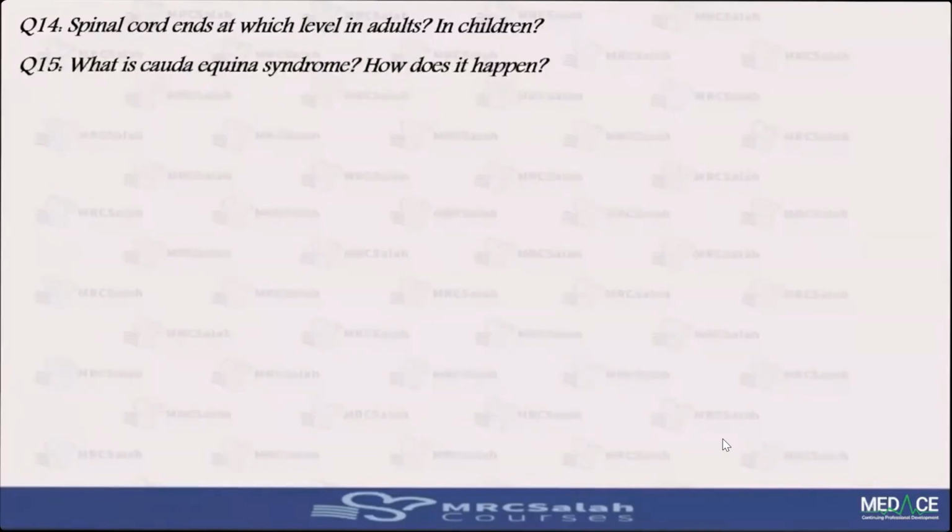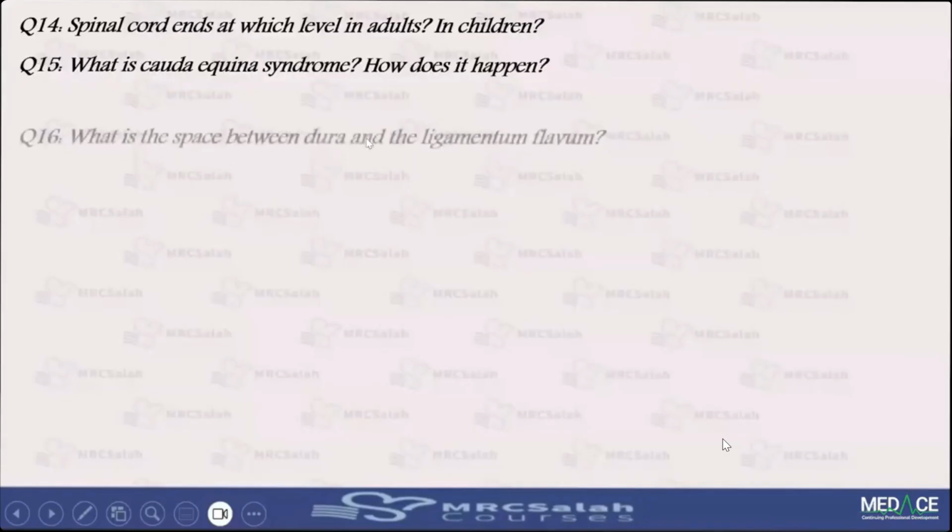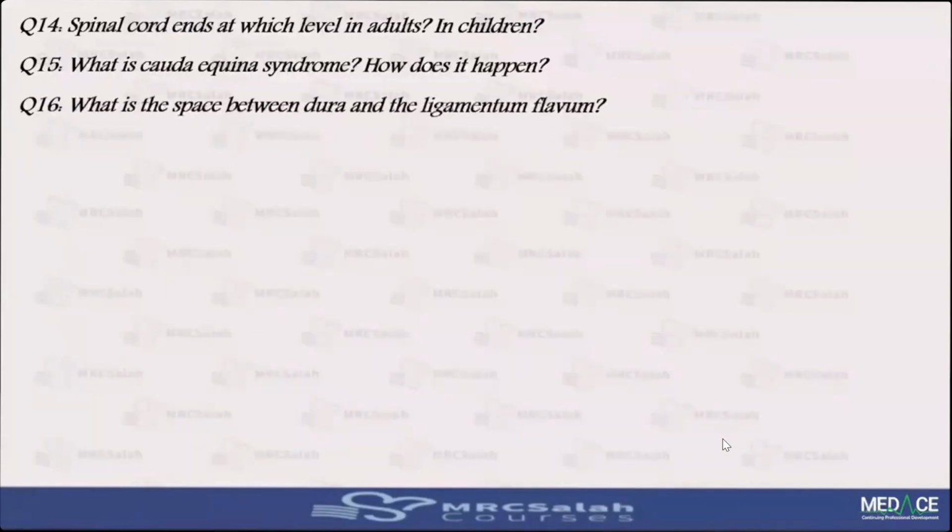What is cauda equina syndrome? How does it happen? Cauda equina syndrome is a medical emergency that happens when the spinal nerves get compressed. It has lower limb nerve manifestations such as numbness and tingling sensation. Also, it can cause erectile dysfunction and urinary or defecation problems for the patient. Yes, if it is severe, it could affect the sphincters, so it could be associated with incontinence, whether urinary or fecal.